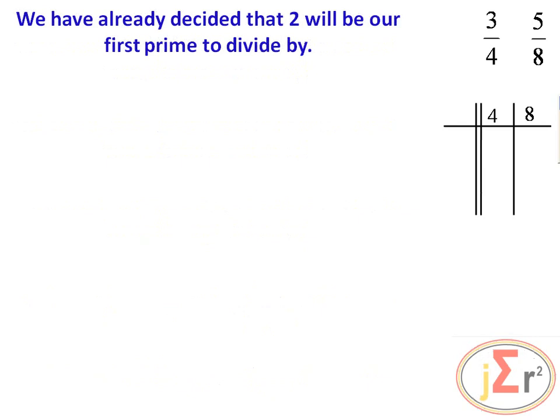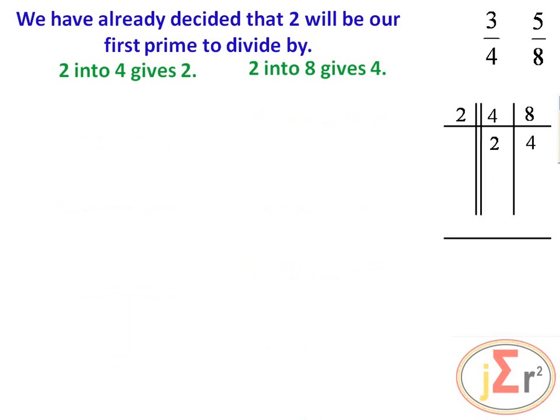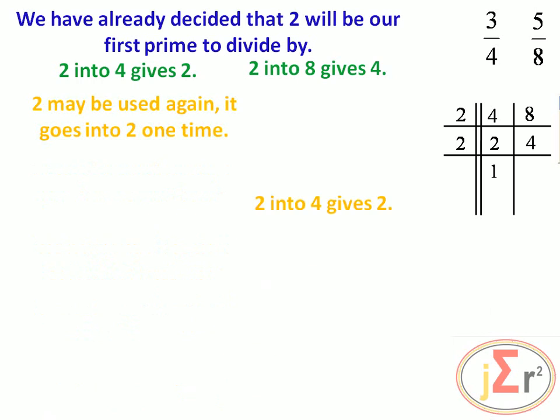We have already decided that 2 will be our first prime to divide by. Remember that when we are operating the table, we begin with the smallest possible prime number. What is the smallest possible prime number? 2. So we will use 2. Can 2 go into 4? Yes. 2 times. Can 2 go into 8? Yes. 4 times. So 2 into 8 goes 4. Can we use 2 again? Yes. You're right. So 2 can go into 2 how many times? 1. And 2 into 4 goes? 2.